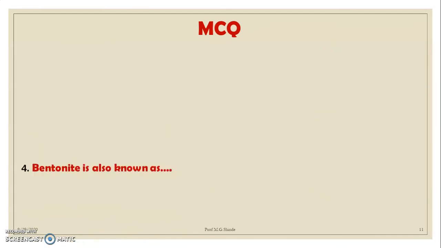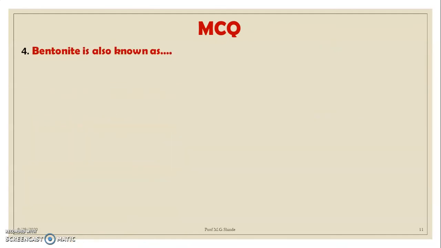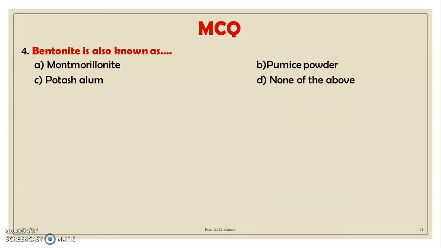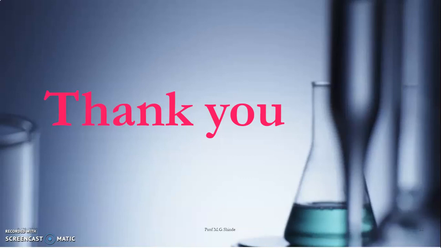Next MCQ: bentonite is also known as: A montmorillonite, B pumice powder, C potash alum, D none of the above. The correct option is montmorillonite. So thank you. This was about today's practical, determination of swelling power of bentonite.